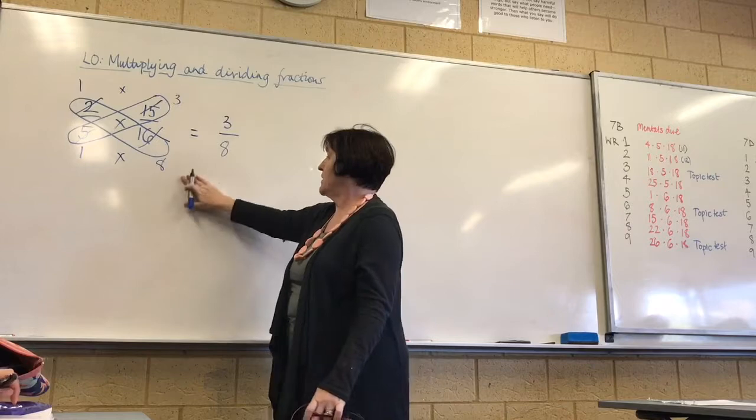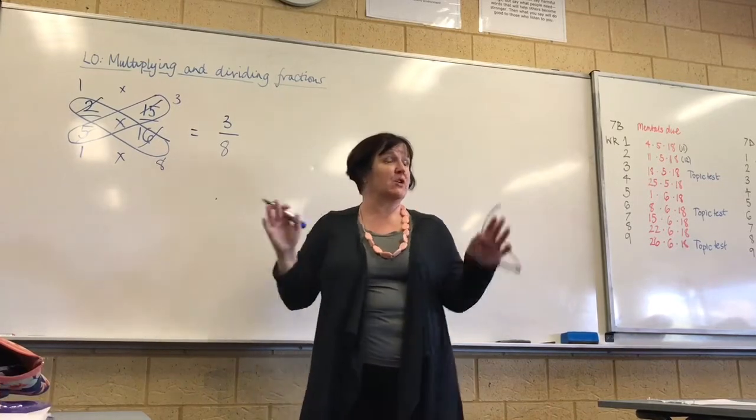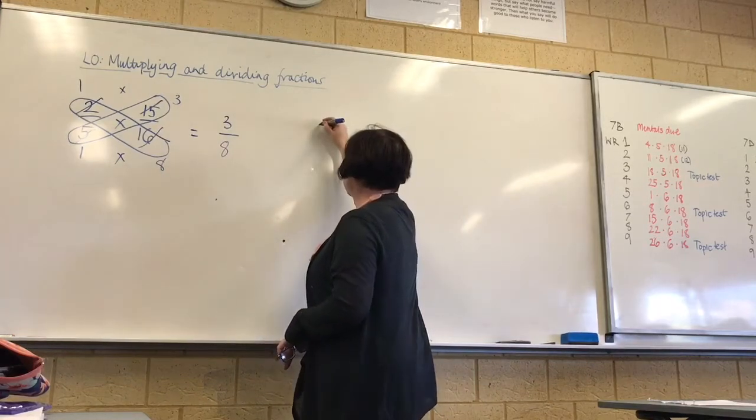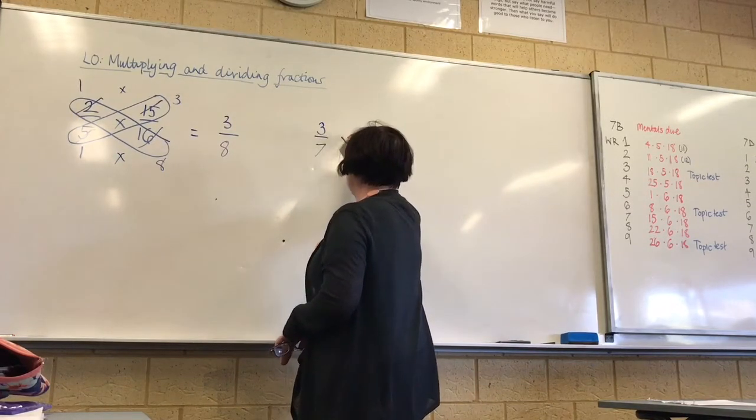Okay, so is everyone okay with that? We all understand how to do a vulgar fraction with a vulgar fraction. Okay, let's do a vulgar fraction with an integer then. So let's have 3 over 7 multiplied by 2.